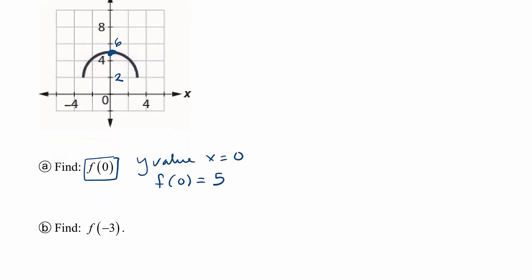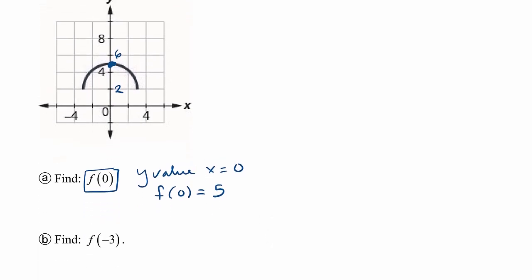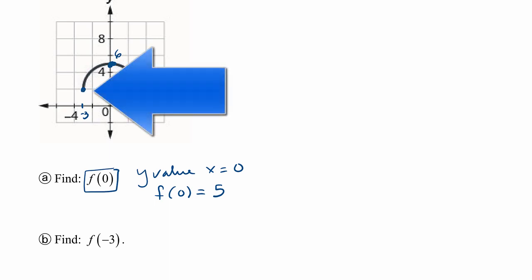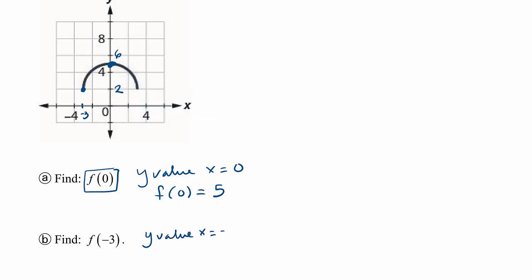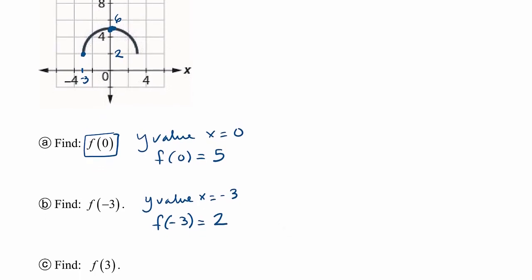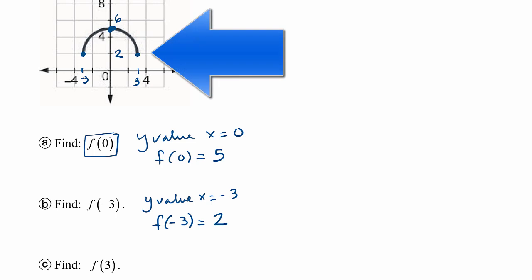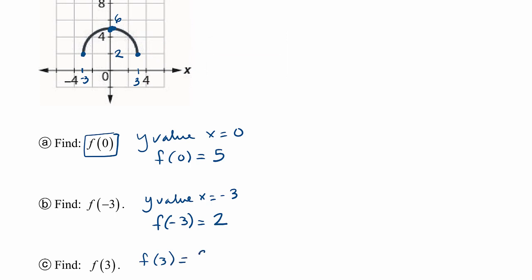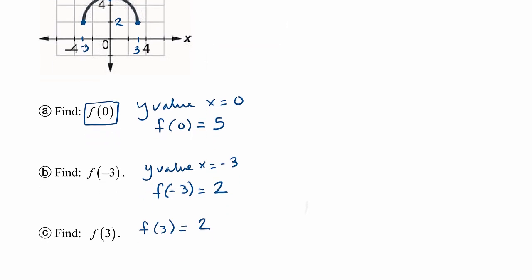Next we're asked to find f of negative 3. Negative 3 looks to be right about there, doesn't it? And f of negative 3 is this endpoint here of our circle. The y value when x is negative 3 is positive 2. F of negative 3 is positive 2. Next, they want us to find f of 3. So we're coming over to the right hand side looking for the y value when x is 3. So f of 3 looks to be also 2. Okay, good. All right, what else?